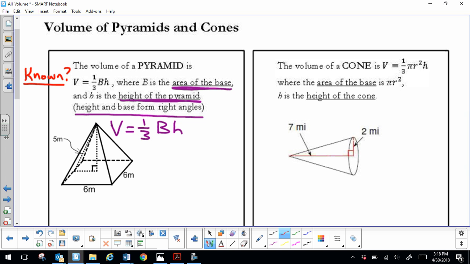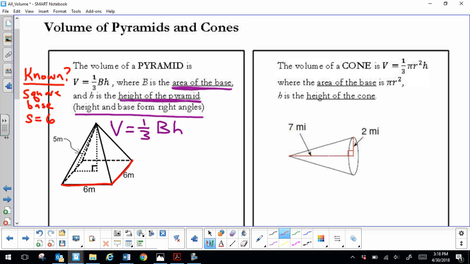I have, let's see here, a dimension of 6 and a dimension of 6. And that's telling me that my base is actually a square. So maybe I write down something like square base. And I've got a side that's worth 6. And so that's helpful because I know I have a formula for area of squares.